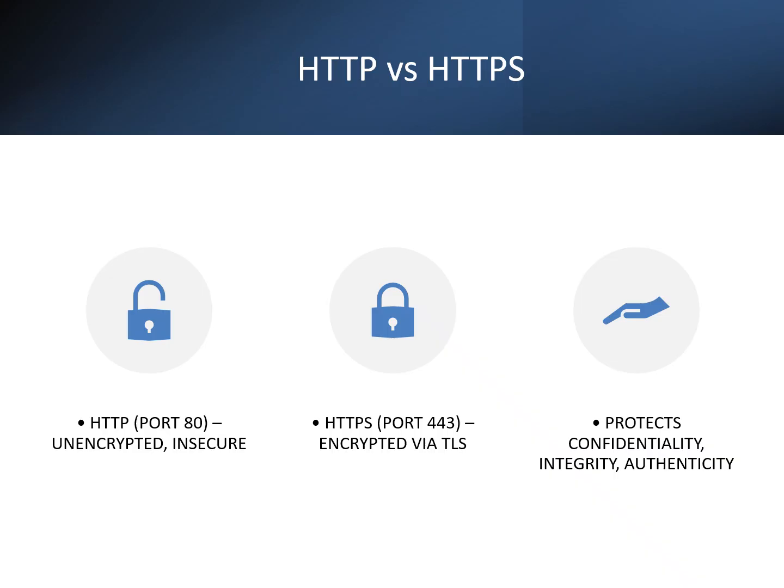HTTPS, on the other hand, runs on port 443 and uses TLS to encrypt communication. It ensures three things: confidentiality so outsiders can't read the data, integrity to prevent data from being altered in transit, and authenticity to confirm that the server is who it claims to be. That's why HTTPS has become the standard for secure web communication.